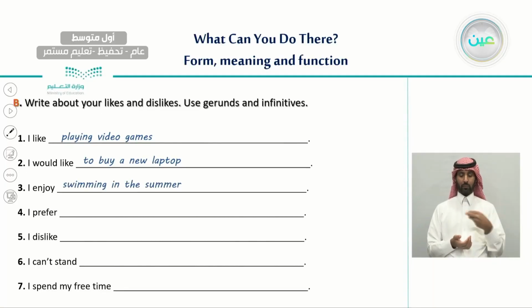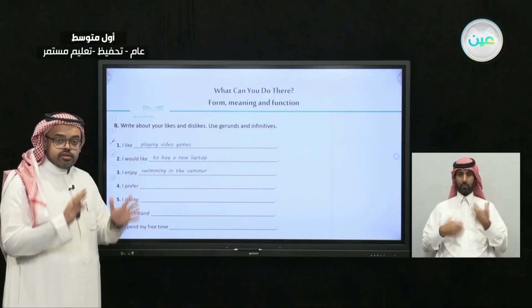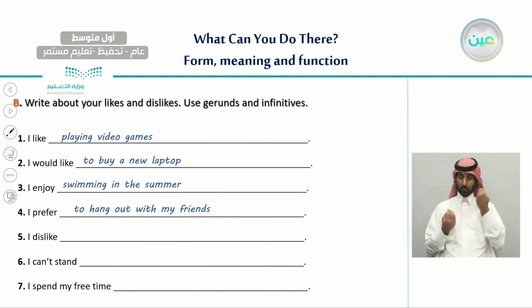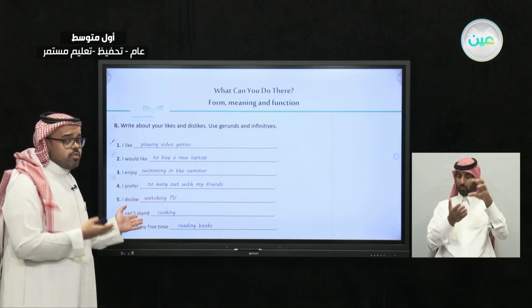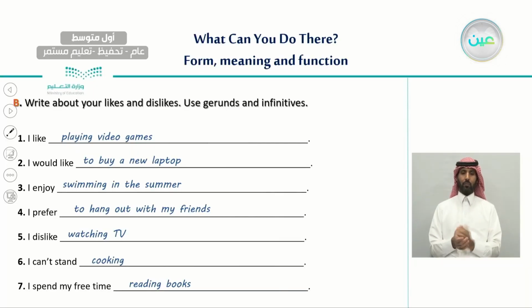Number 3, I enjoy swimming in the summer. Enjoy is a verb that we use with a gerund. Number 4, I prefer to hang out with my friends. Number 5, I dislike watching TV. Number 6, I can't stand cooking. And number 7, I spend my free time reading books. So here we have the answers. You can write either the same answer or you can have answers of your own. So just think of the activities that you like and you don't like and write them down here.